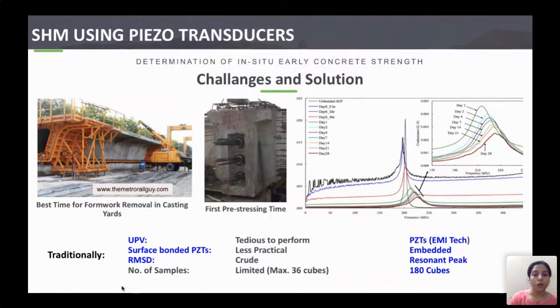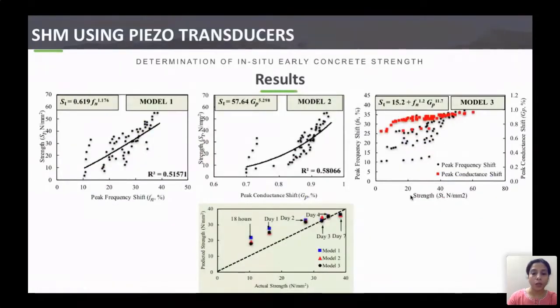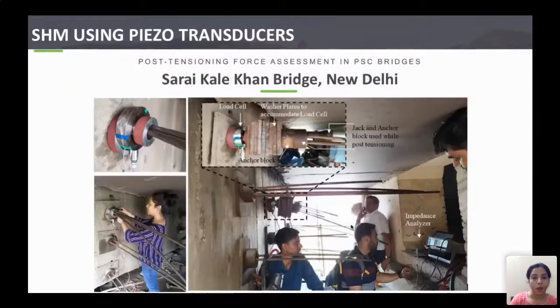For that, we have given a solution where we can measure the early in-situ concrete strength using the piezoelectric sensors. So we have embedded the sensors inside the concrete on site, and we monitored the conductance signature of the piezoelectric patch. Based upon that, we generated models and we estimated the concrete strength. And we found that from day two onwards, the results of the predicted strength and the actual strength were quite matching. They were encouraging.